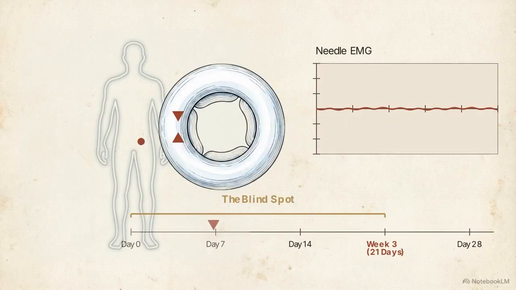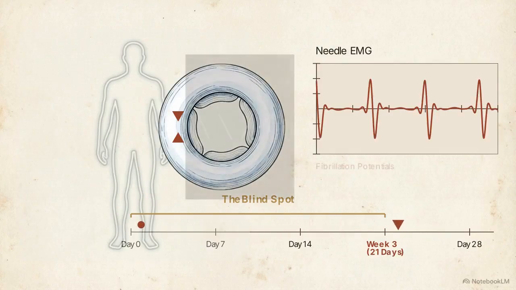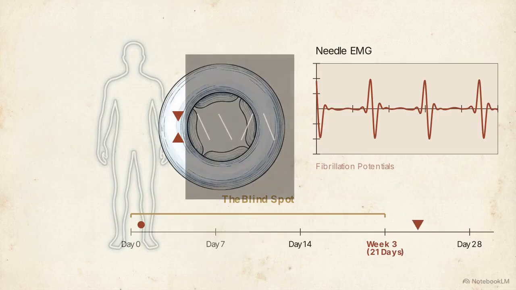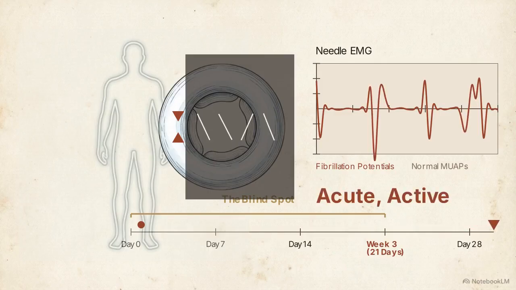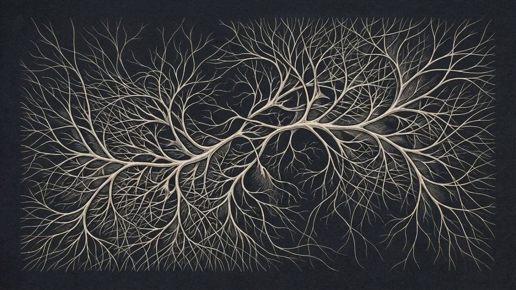In the first 21 days following an axonal lesion, needle examinations appear normal. At 3 weeks, Wallerian degeneration reaches the muscle and fibrillation potentials appear. Because motor unit action potentials retain normal shape, this is defined as acute, active. Between 6 and 26 weeks after the injury, the reinnervation phase begins.